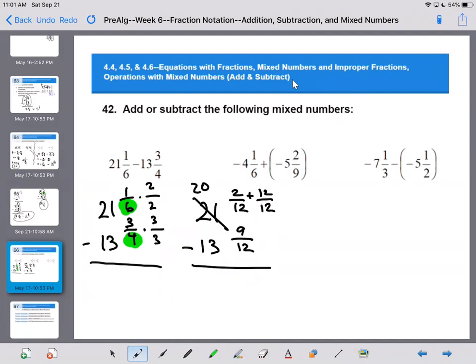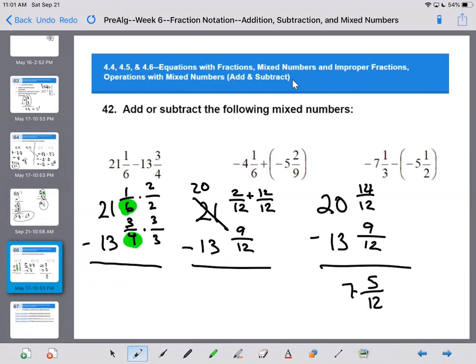So now that's going to give me 20 and 14/12. Take away 13 and 9/12. I can do this now and stay positive. So 14 take away 9 is going to be 5/12. 20 take away 13 is going to be 7 and 5/12.